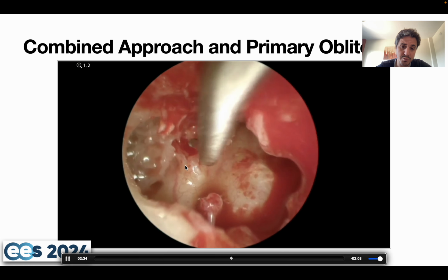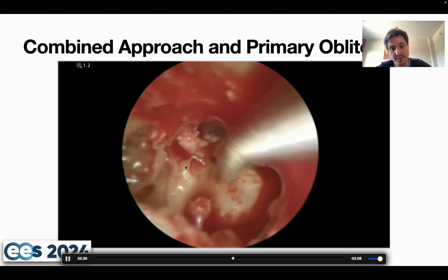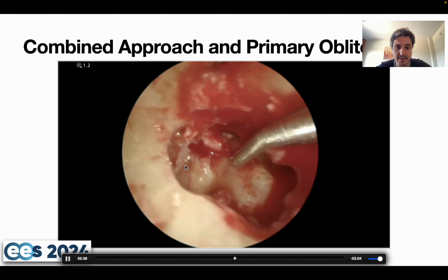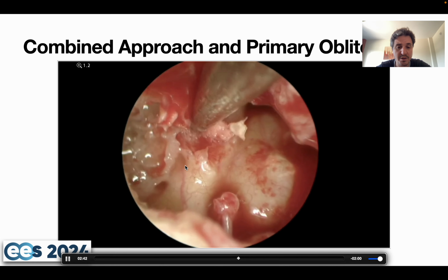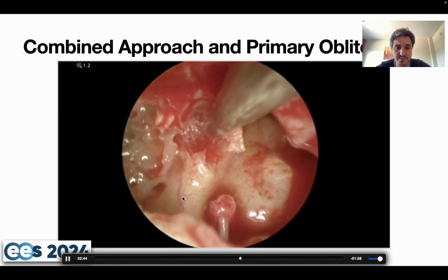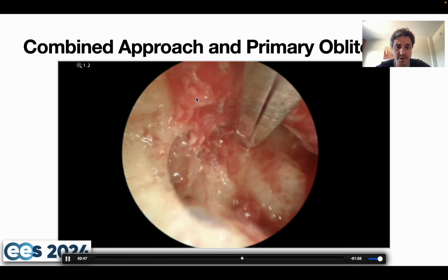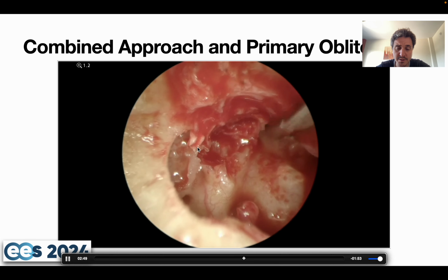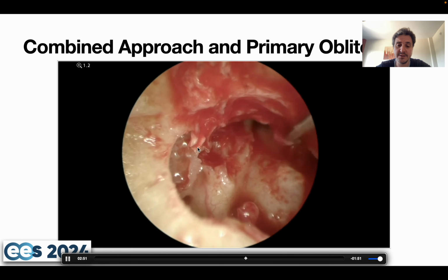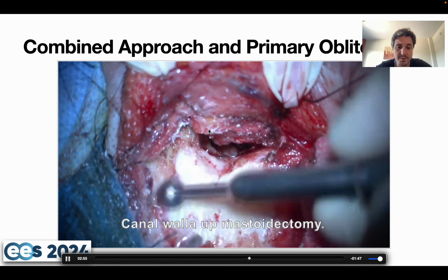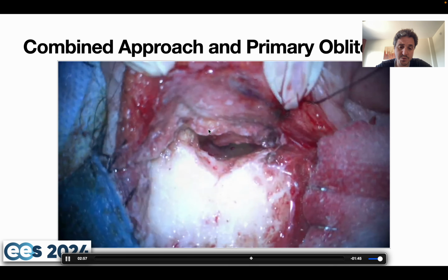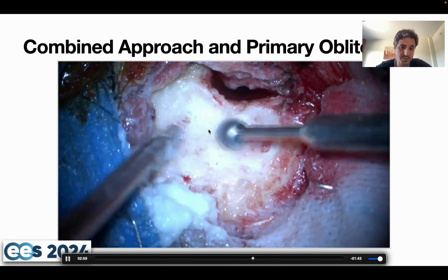So now we're trying to remove the last part of the cholesteatoma in the protympanic space, just anterior to the cochleariform process. That is here. Here's the facial nerve, and here's the cog. Now that the disease is removed from the middle ear, we proceed to a canal wall-up mastoidectomy. Actually, we're going to use a regular mastoidectomy here.